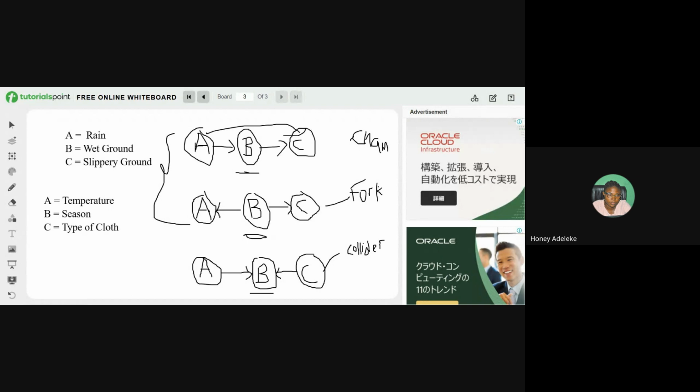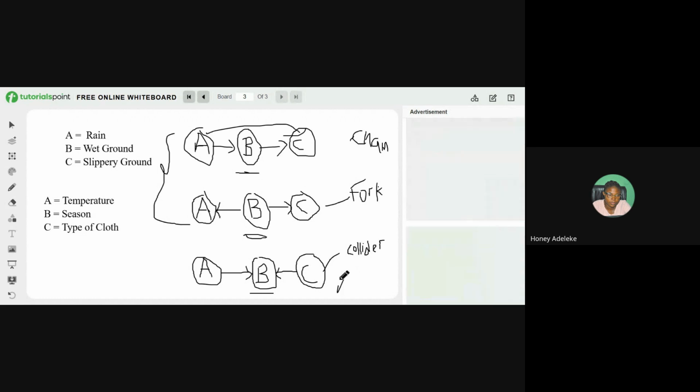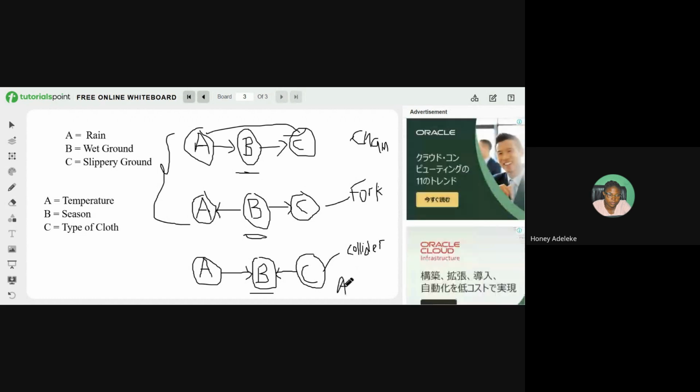So A and C are independent. If they are independent, don't forget we have A is conditionally independent of C. But if it's going to be a collider, we are going to have this symbol twice.